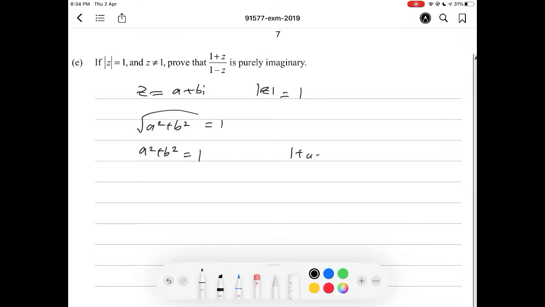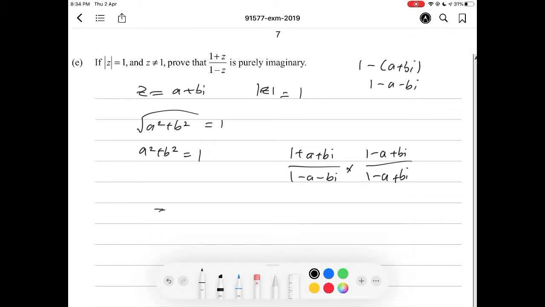So 1 plus z is 1 plus a plus bi. And we divide it by 1 minus z, so 1 minus everything. That becomes 1 minus a minus bi. Okay, so we want to move the i's to the numerator, so we're going to multiply by the conjugate, which is 1 minus a plus bi. Conjugate is just flipping the sign of all the imaginary parts.